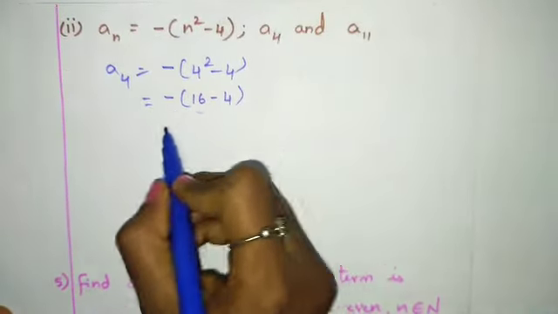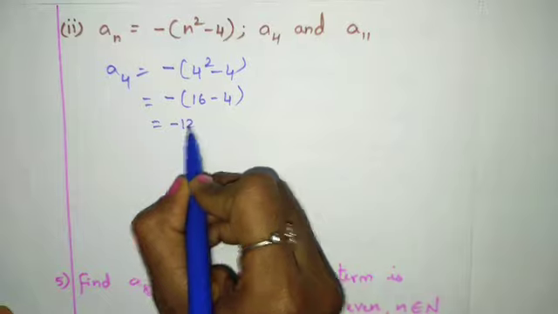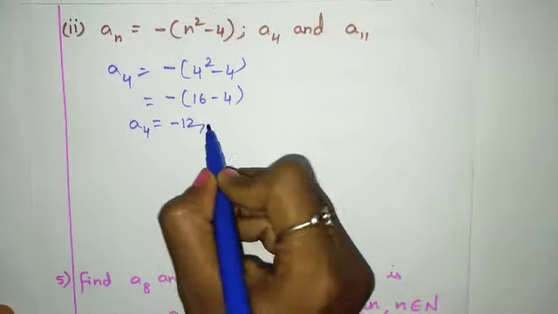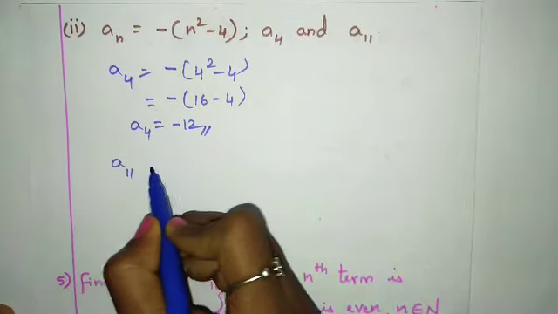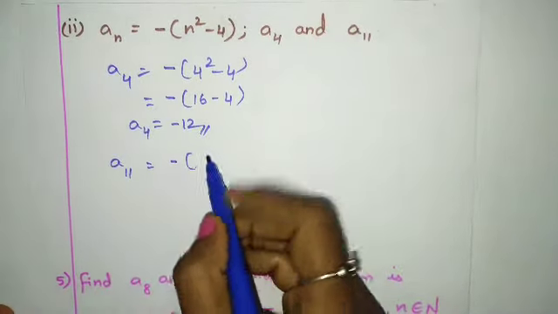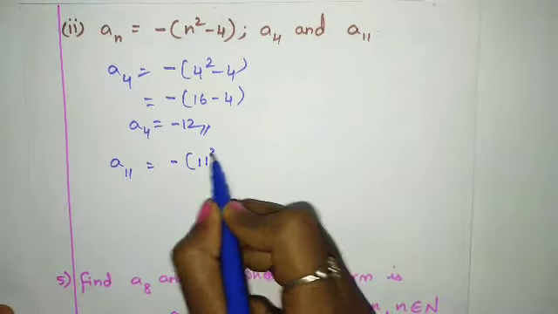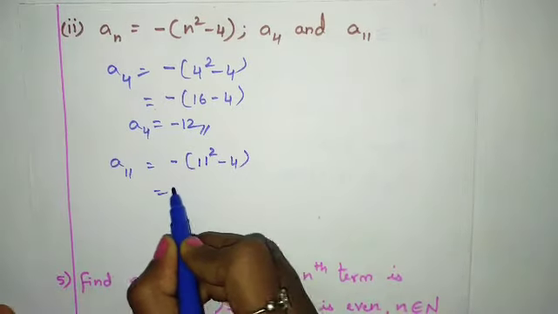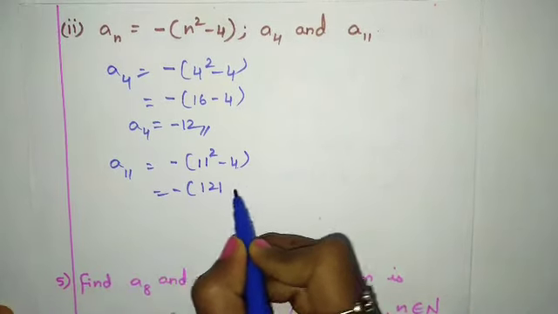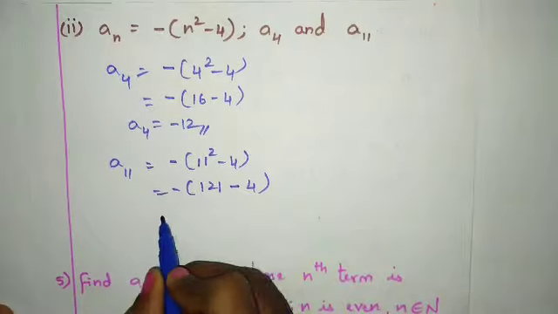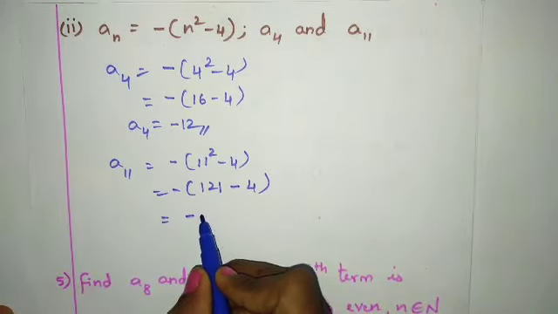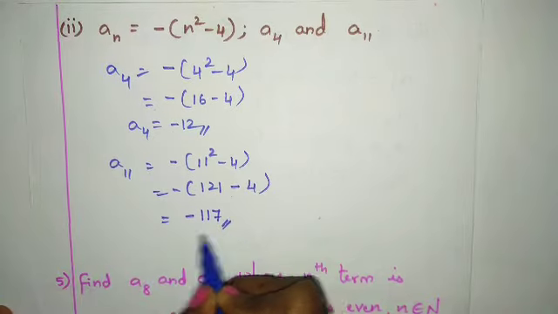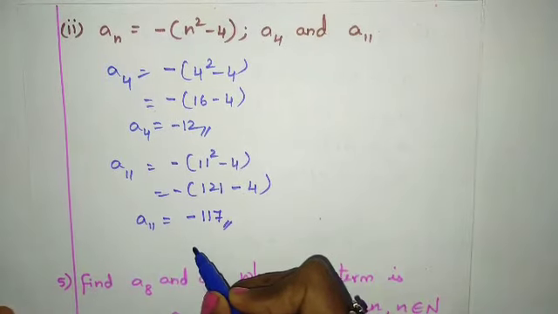So 16 minus 4 is what? 12. So minus 12. a4 is minus 12. Next they have asked a11. So a11 is equal to minus 1 into 11 square minus 4. That is minus 121 minus 4, which is minus 125. So a11 is... Got it?